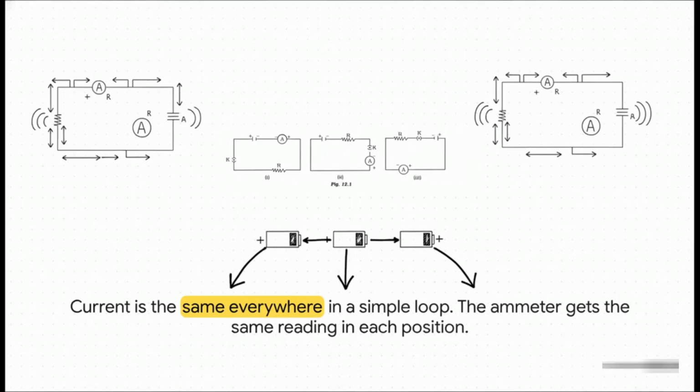Look at these diagrams. We have a simple circuit with a device called an ammeter that measures current. We've moved the ammeter to 3 different spots in the loop. But look at the reading. It's exactly the same every time. That proves it. The current, the flow, is the same at every single point of the circuit.